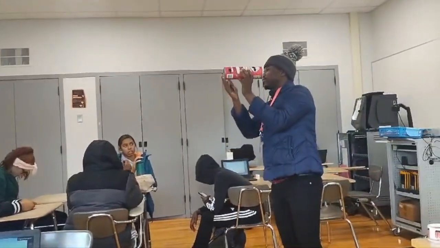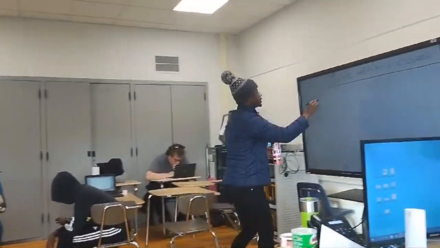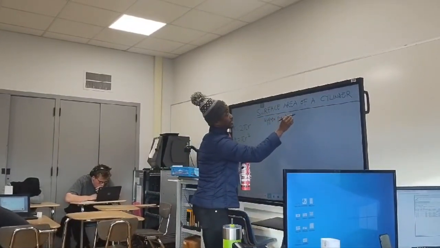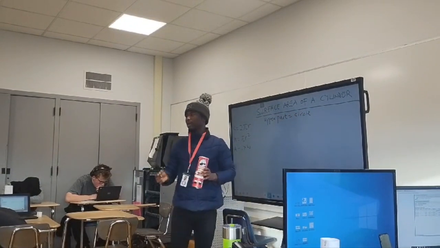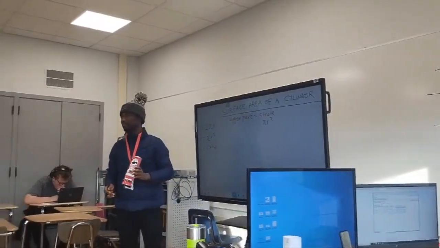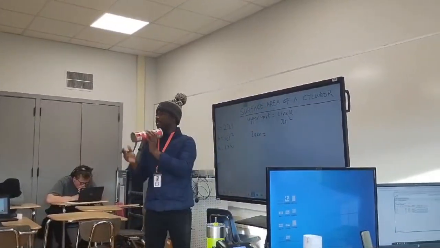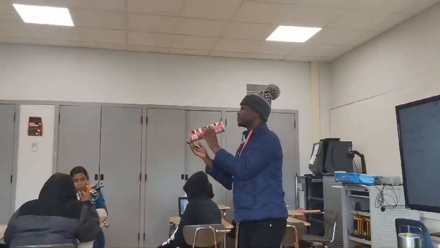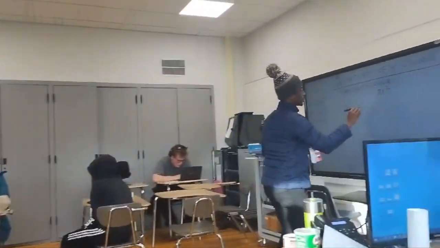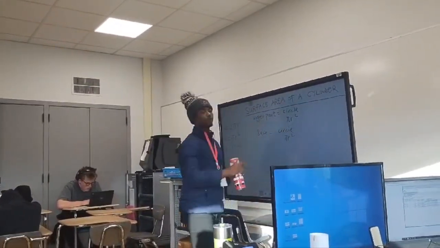Now, what is the shape of the base? Circle, good. So, the upper part is a circle, and the area of a circle is pi r squared. Is that clear? Now, the base is also what? What is the shape of the base? Circle, good. So it's also pi r squared.